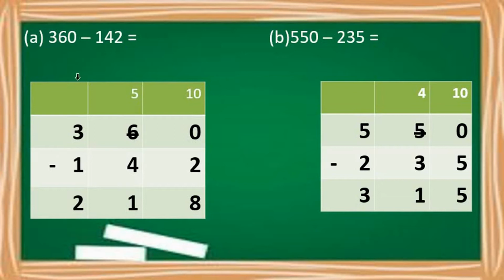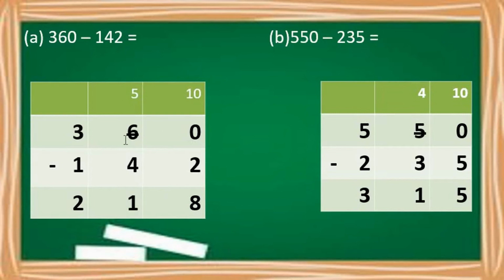Question number 1 again. 360 minus 142. 0 minus 2. We cannot take out 2 from 0. That's why I am taking a borrow. 10 minus 2, so how many? 8. 10 minus 2 is 8.